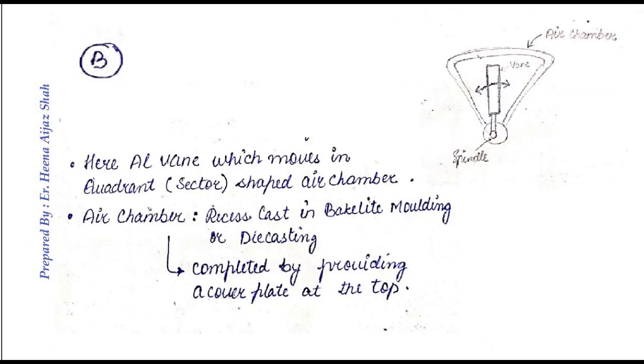Now this figure shows another way by which air friction damping can be provided. As you can see in this figure, the vane is free to move in a sector of an air chamber. The principle is the same: there will be a difference in pressure and there will be opposition, and it will be able to damp the oscillations. The only difference is that here the vane is able to move in a sector of air.